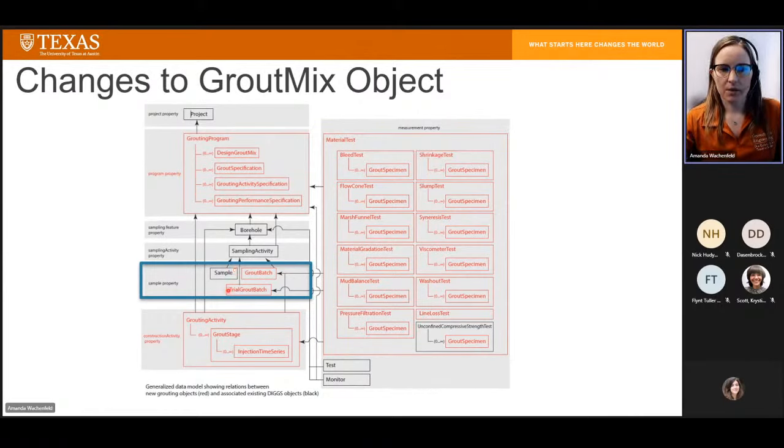Both of these objects contain the same properties, but the grout batch includes a reference to a design mix, and is referenced to this actual grouting activity. We also added additional objects and properties to these objects, and we added information that would allow for you to add data for low mobility grout and chemical grouting to encompass the type of grouts that you would have for permeation and compaction grouting.